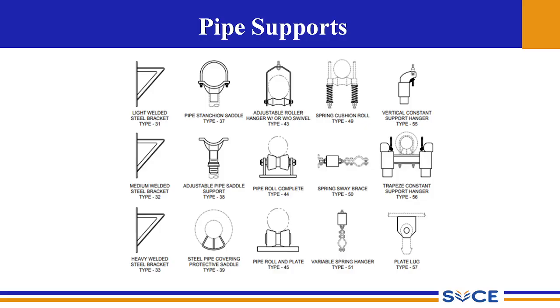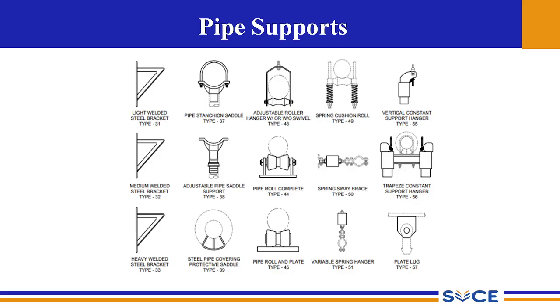Then type 32 is a medium welded steel bracket. So this is a braced cantilever device. It is intended for supporting maximum gravity loads and or horizontal loads up to 6670 Newton, and the load may be applied anywhere along the pipeline, and this device is typically bolted to a wall, and it may be installed with a brace above, below or on either side of the main pipeline.